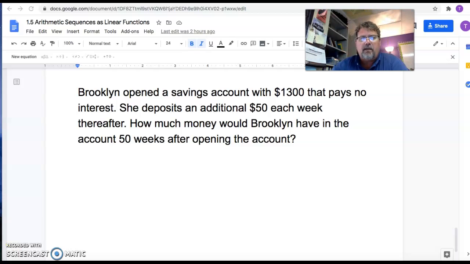All right. When we read this problem, Brooklyn opened a savings account with $1,300 that pays no interest. She deposits an additional $50 each week thereafter. And it says, how much money would Brooklyn have in the account 50 weeks after opening it? All right, since this is an arithmetic sequence section, it's no secret this is an arithmetic sequence. She's going to be adding $50 every week. So it's an add. It's not geometric, right?